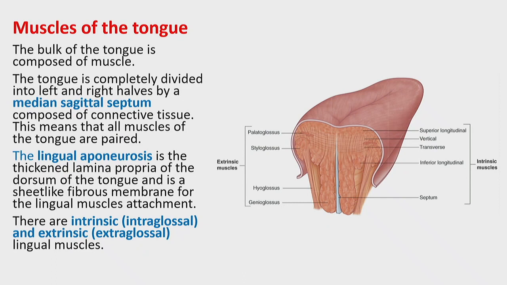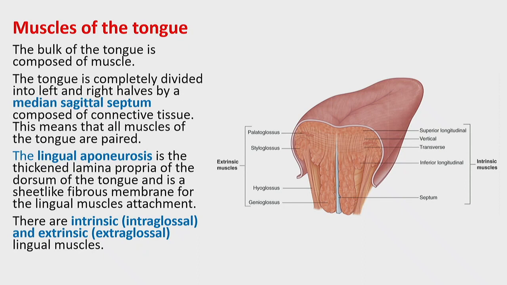A very important part of the tongue, as we mentioned in the beginning, is that it is a muscular structure. The muscles of the tongue we divide into the intrinsic or intraglossal, meaning they originate from the tongue and insert into the tongue, so origin and insertion are both in the tongue, and the extrinsic or extraglossal muscles, which originate outside of the tongue, from some bony structure around the tongue, and insert into the tongue.